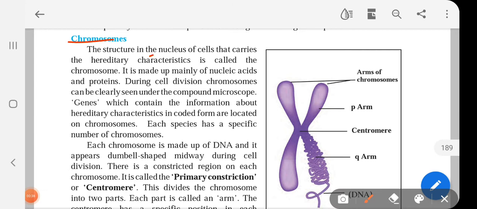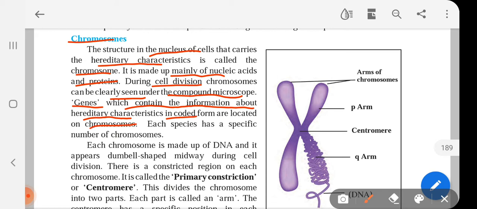So, the structure in the nucleus of cells that carries the heredity characteristics is called the chromosome. It is made up mainly of nucleic acids and proteins. During cell division, chromosomes can be clearly seen under the compound microscope. Genes, which contain the information about heredity characteristics in coded form, are located on chromosomes. Each species has a specific number of chromosomes.